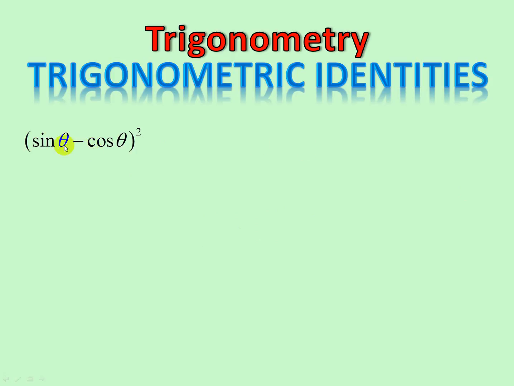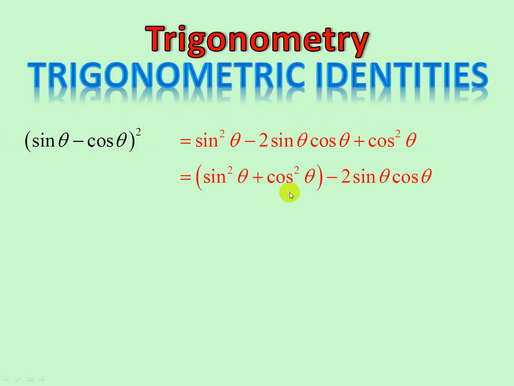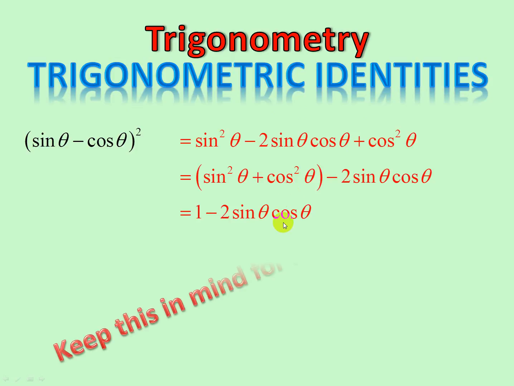Remember the pattern to square a binomial? You square the first, multiply the two together and double, square the last, ending up with a plus. So we'll end up with square the first, sine squared, multiply the two together, minus sine cos, and double, minus 2 sine cos. Square the last, plus cos squared theta. Now have a look. Sine squared plus cos squared. Let's put them together. And that, of course, is 1.